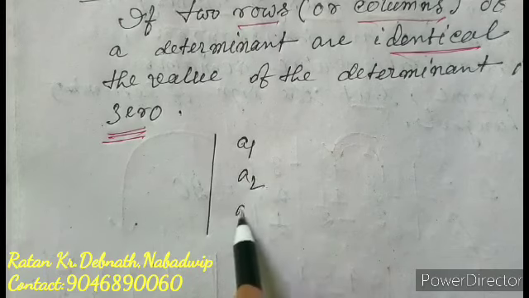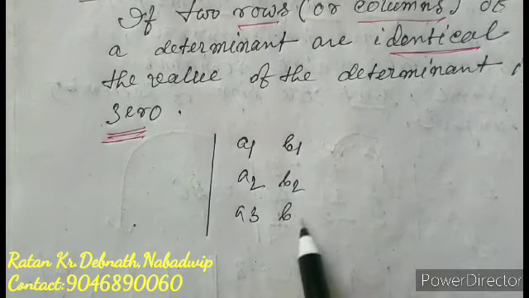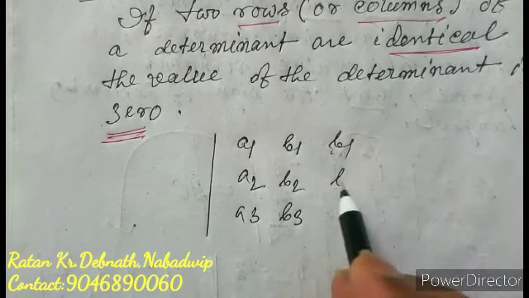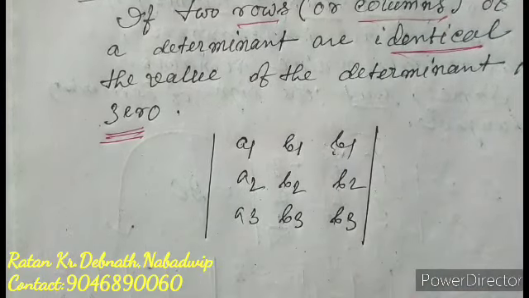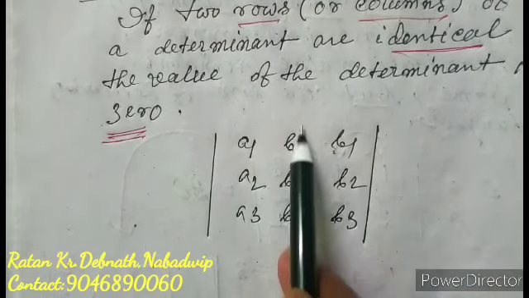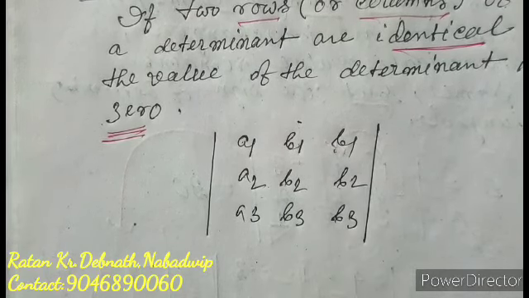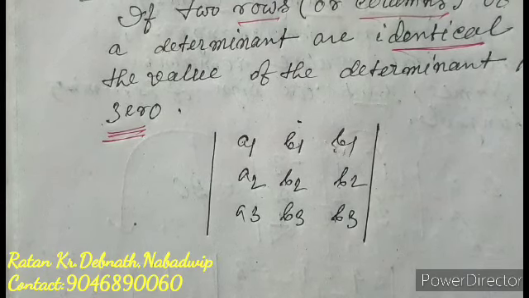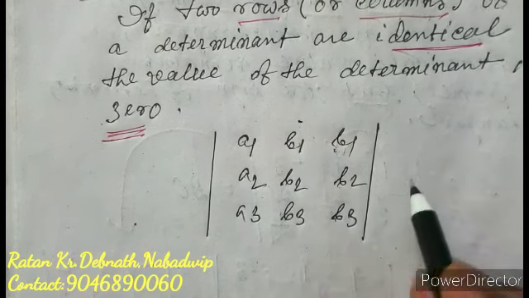A1, A2, A3, B1, B2, B3 and B1, B2, B3. Watch carefully. The second two columns are identical, means they are the same. In that case, if we expand this determinant, we will get 0.